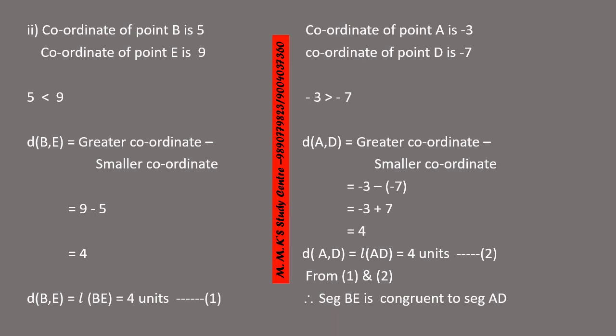So observe the equation 1 and 2. You will see that both are 4 units. So we can write from 1 and 2 seg BE is congruent to seg AD. Getting, children?